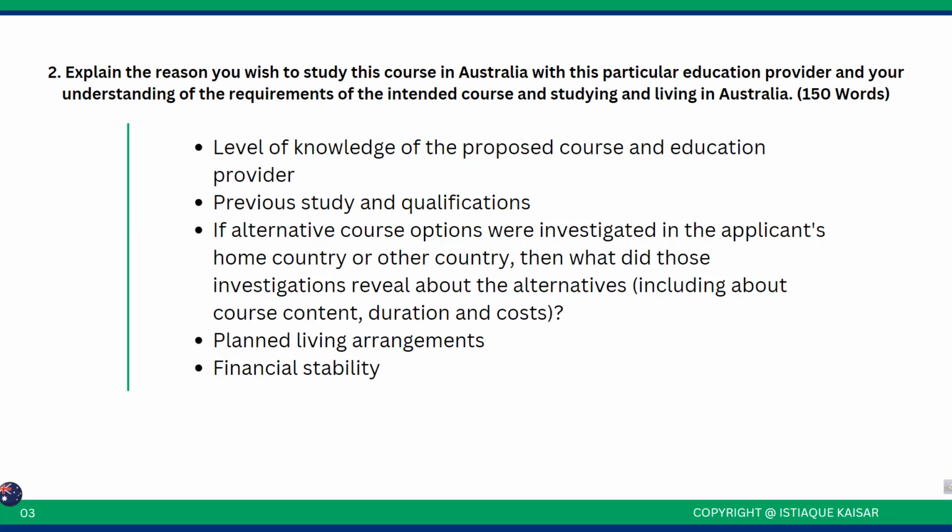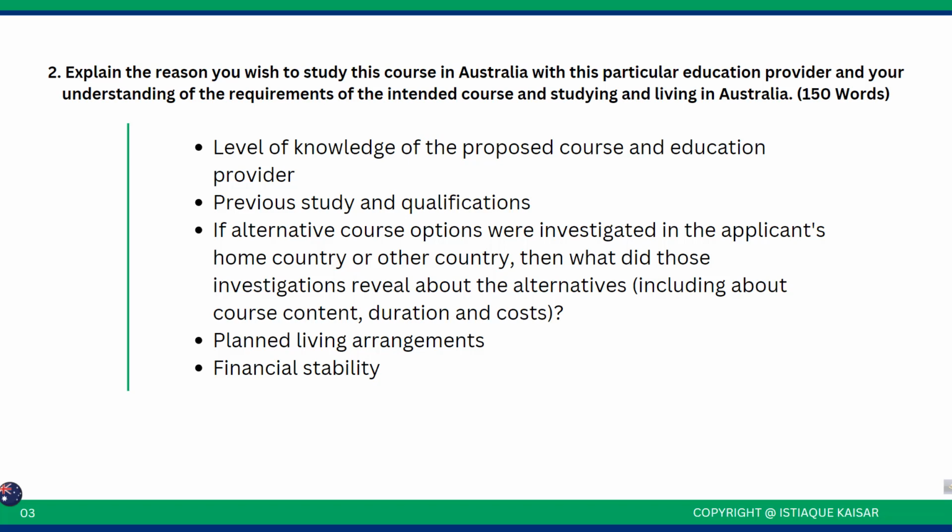You can mention something about your planned living arrangements, where you are going to study or where you are going to live. For example, if it is Sydney, mention something about Sydney cost and your understanding. Or you can tell something about your financial stability, like your father is sponsoring how much money, and I believe study will not be a kind of tension for you. So this kind of thing. Overall, make a summary, and within 150 words you need to answer this.